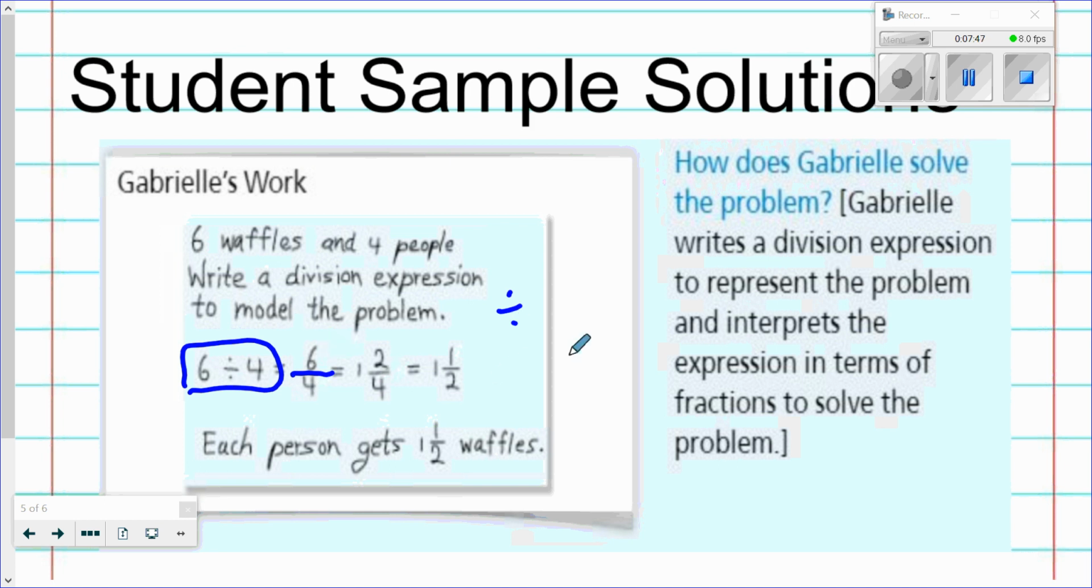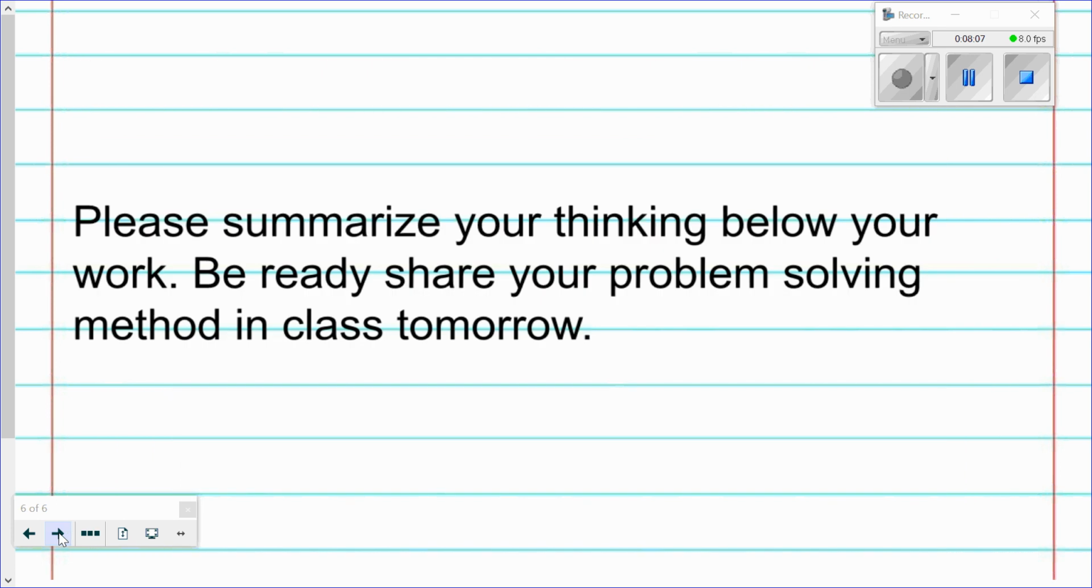So she did the same thing we did. She divided 6 by 4, and she got 1 2/4, and then she simplified that and got 1 1/2. So she too found that each person gets 1 1/2 waffles. So even though our strategies were a little bit different, she didn't need to use the picture to divide it out. She still got the same answer.